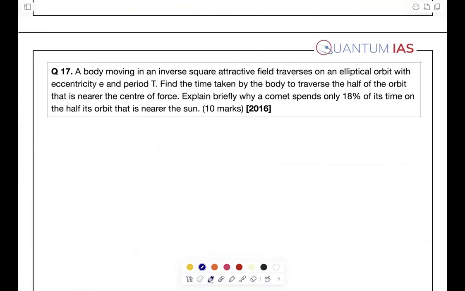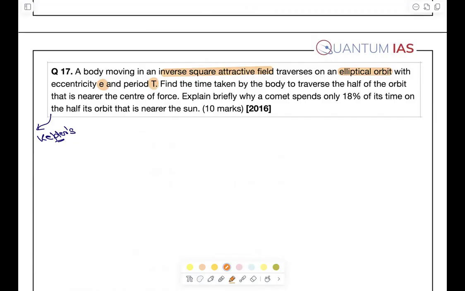This question is taken from Kepler's law, and it's again an easy question. The question is about a body moving in an inverse square attractive field, traversing an elliptical orbit with eccentricity E and time period T.